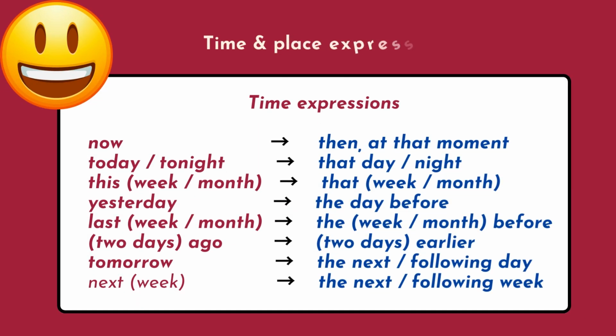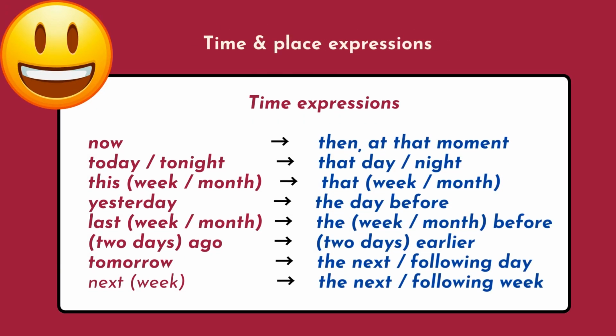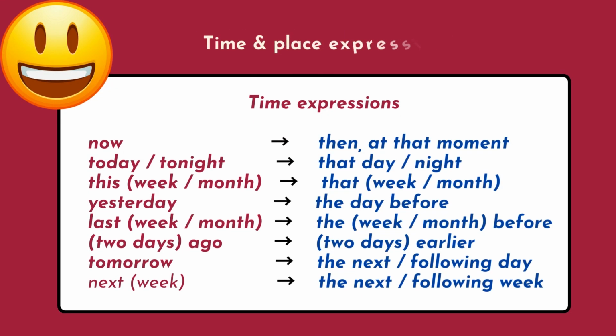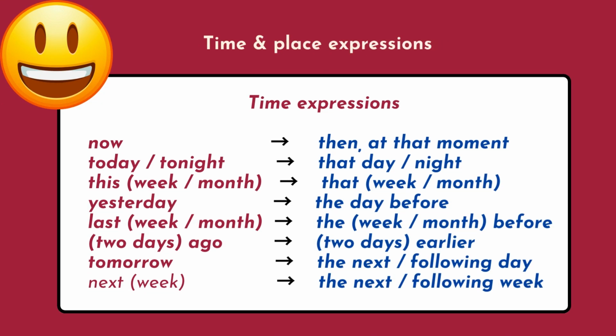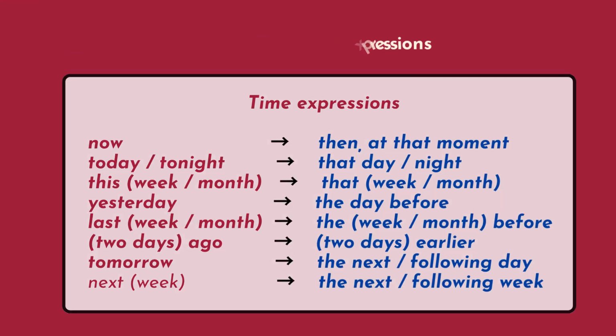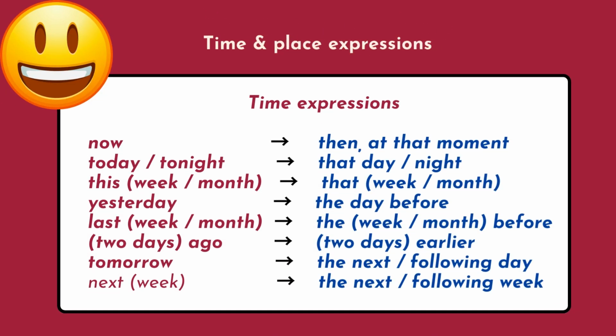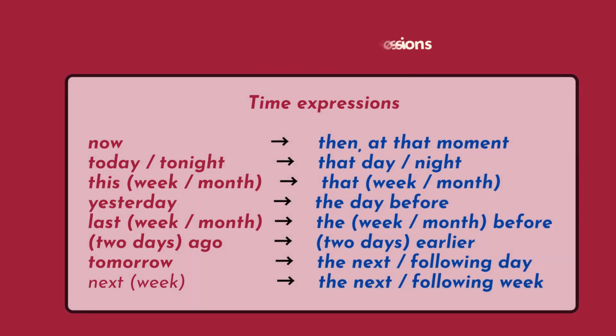Time and place expressions. Time expressions. Now changes to then, at that moment. Today, tonight change to that day, that night. This week, month change to that week, month. Yesterday changes to the day before. Last week, month change to the week, month before.